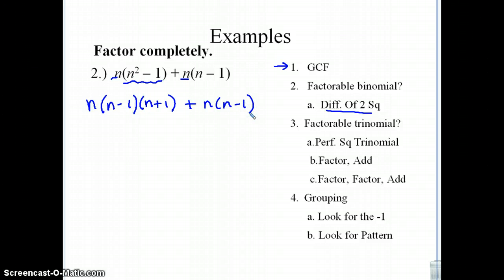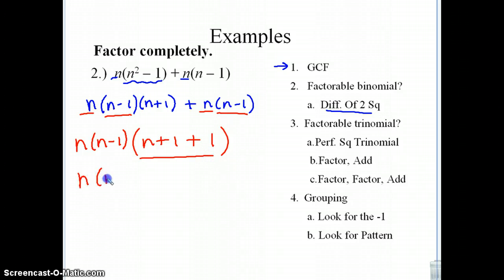Now when I've done that, very nice, because now I can see I have a GCF of n and n minus 1. So I'll pull out both the n and the n minus 1, and that will leave me with n plus 1, and then I also have a 1 left here. So I end up with that. This is not simplified completely, so I will continue. I will have n plus 1, which becomes n plus 2. At this point when I look, I go through my checklist here. I see that this is completely factored.